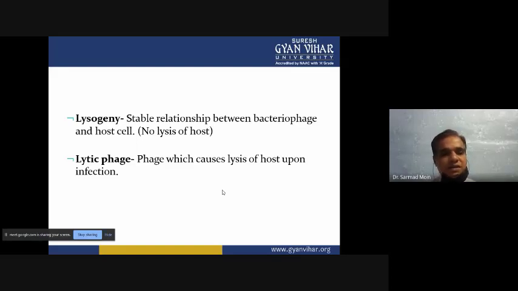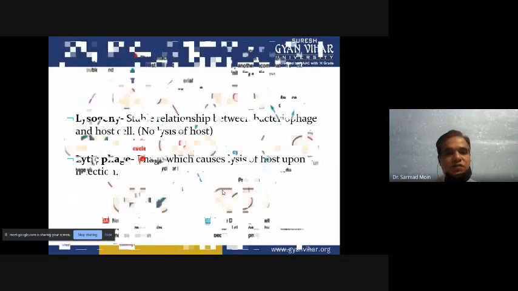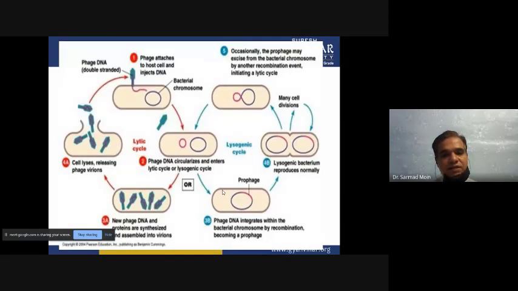Then when suitable conditions are there, the bacteriophage can turn into the lytic phase. In the lytic phase, the bacteriophage infection takes place, and after infection the bacteriophages multiply, and this multiplied number of bacteriophages can lyse the plasma membrane and cell wall of the bacterium, so that many phages are out in the environment and ready to infect other microorganisms. So these two phases are there, and different bacteriophages infect different bacteria using these two cycles.